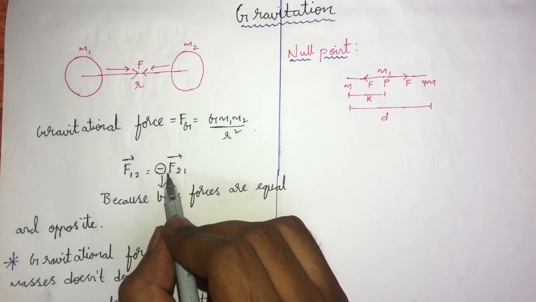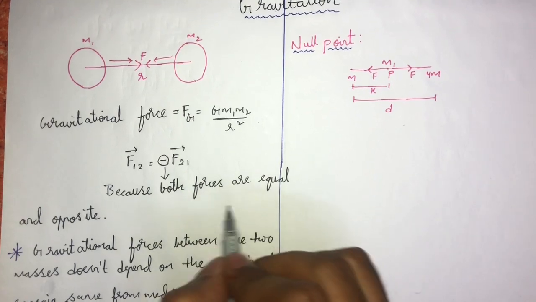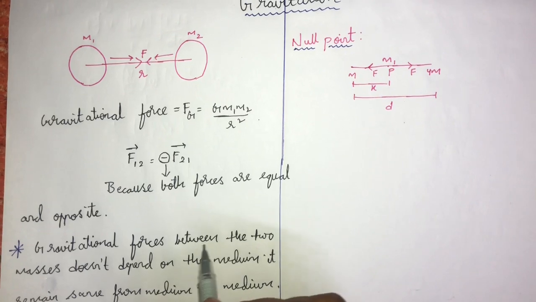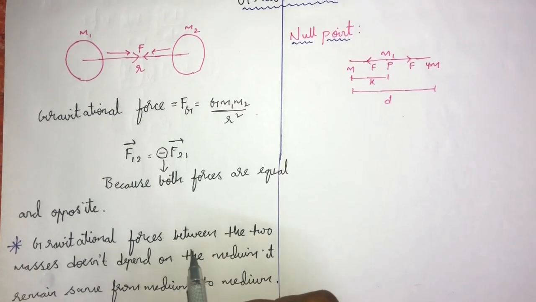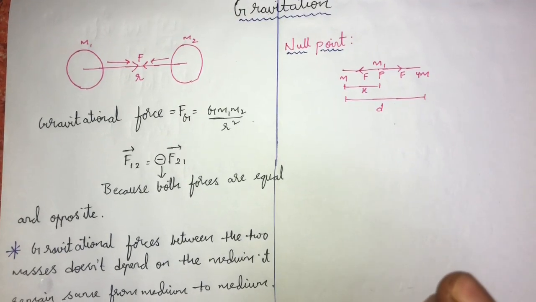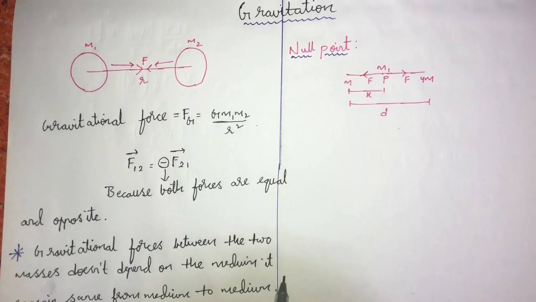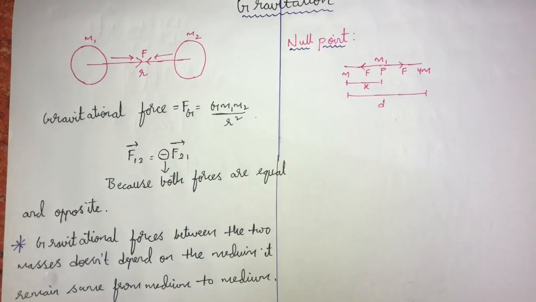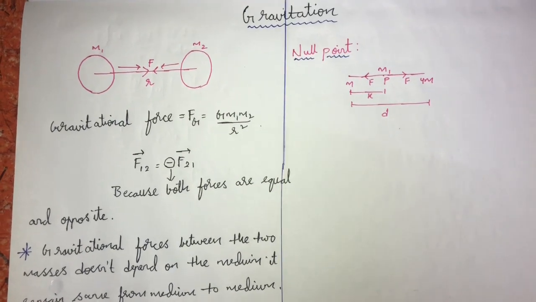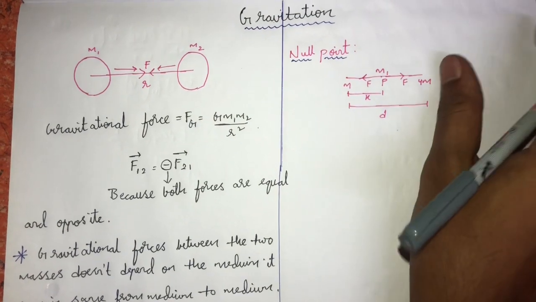Here we are taking the minus sign because both the forces are equal and are acting in opposite directions. Moreover, the gravitational force between the two masses doesn't depend on the medium. Here the medium does not come into action in the case of gravitational force, and it remains the same from medium to medium. So the gravitational force between the two masses does not depend on the medium and it remains the same from medium to medium. That's it. Clear? Now let us see null point.